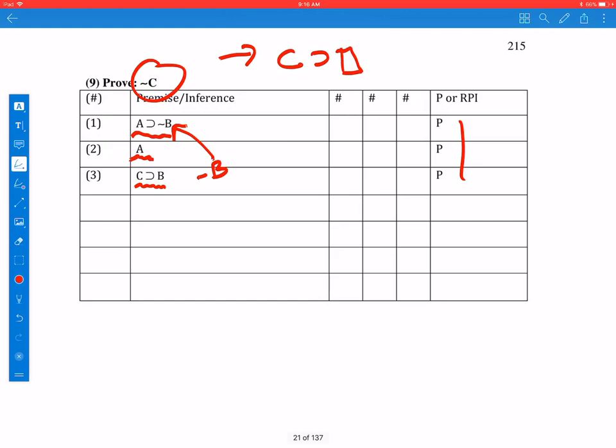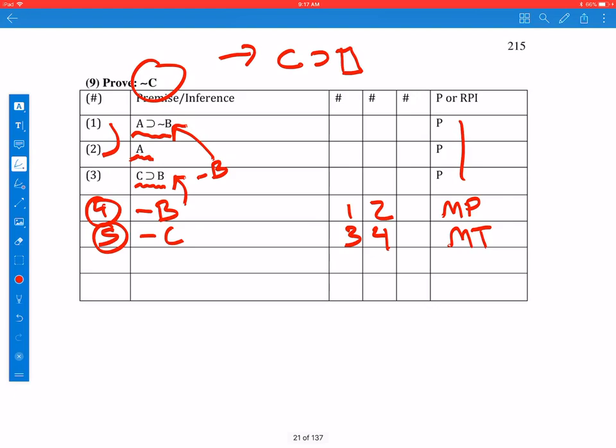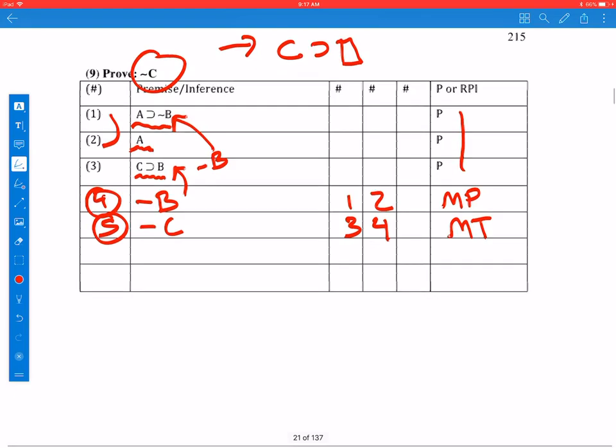So I can get my not B, and then I can get my not C. Let's just follow our steps backwards. First things first, look at 1 and 2. If A, then not B. 2 says A, so on 4, we're going to get not B. That was from 1 and 2, modus ponens. Okay, why did we get the not B? Well, look at line 3. C, then B. We have the opposite of the consequent. We have a not B, which means we get the opposite of the antecedent, not C. That's 5. And that was from 3 and 4, modus tollens. And there you have it. Let's move on.